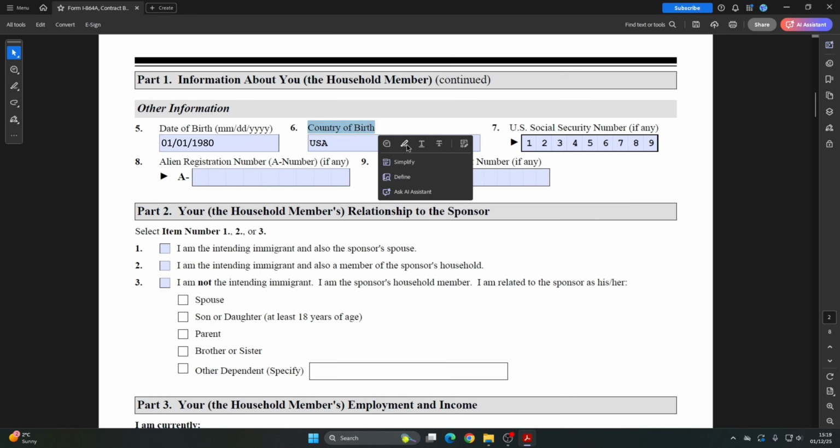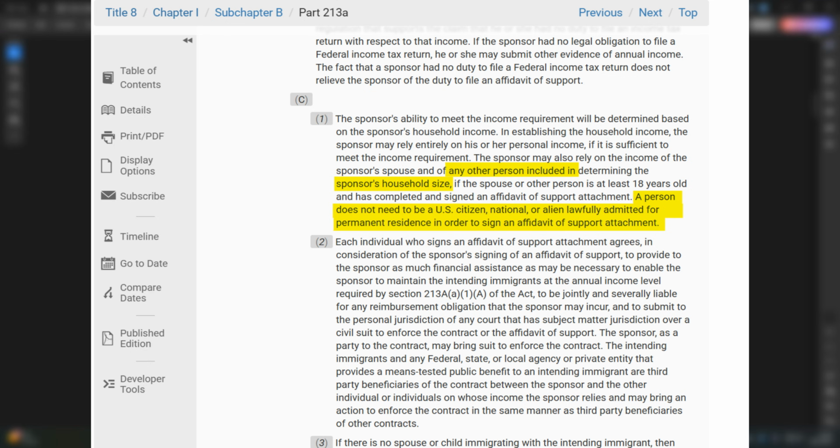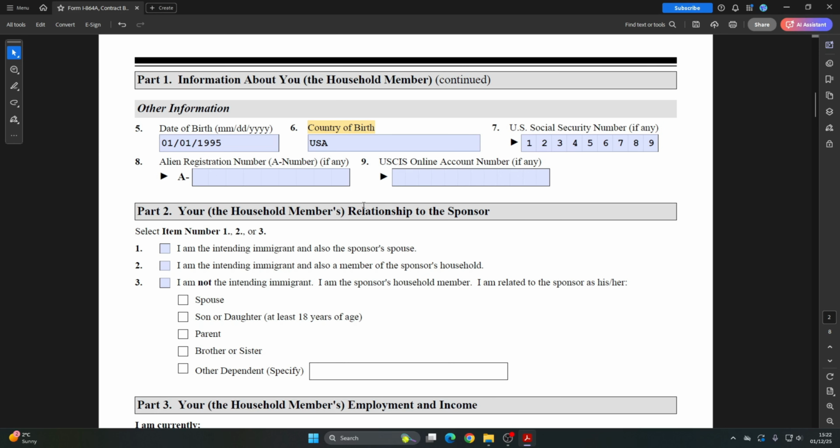For country of birth, while the petitioning sponsor or a joint sponsor should be a U.S. citizen, U.S. national, or a permanent resident, this requirement doesn't apply to household members. Next, provide the household member's A number if they have one, but our household member was born in the US, so we don't have an A number. And if they have a USCIS online account number, but most likely not, so we can leave it blank.